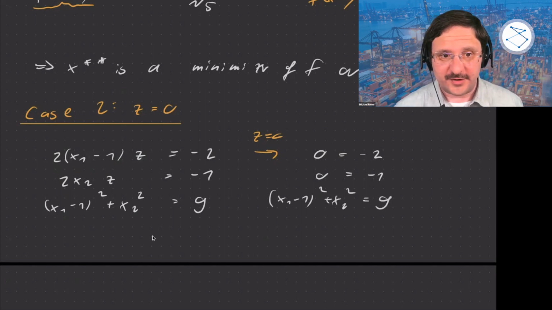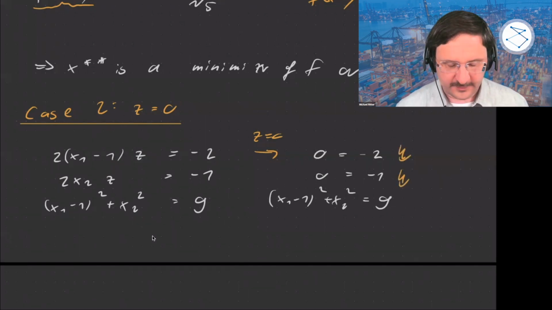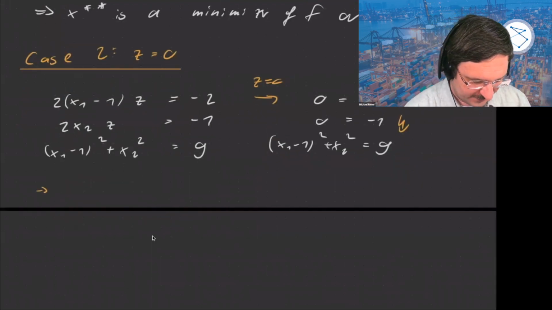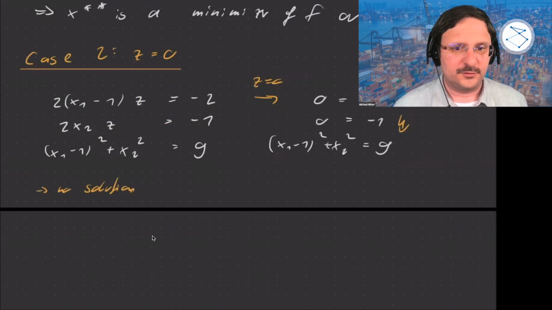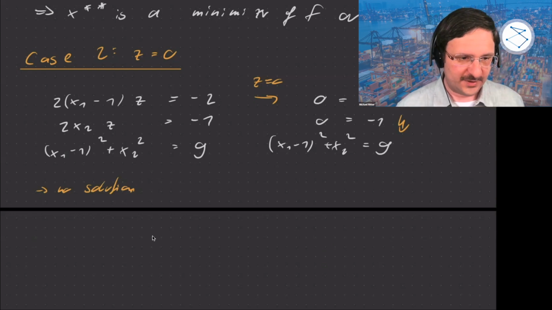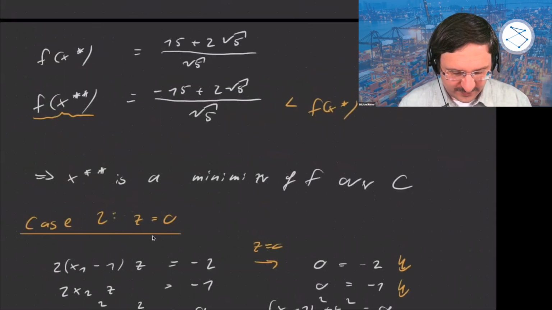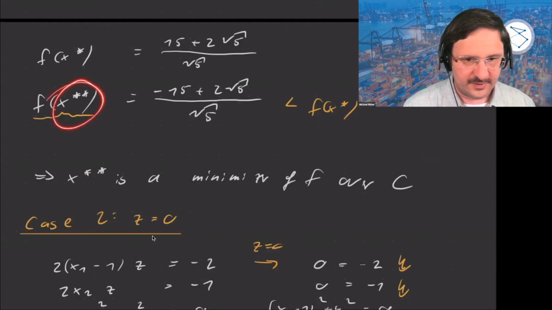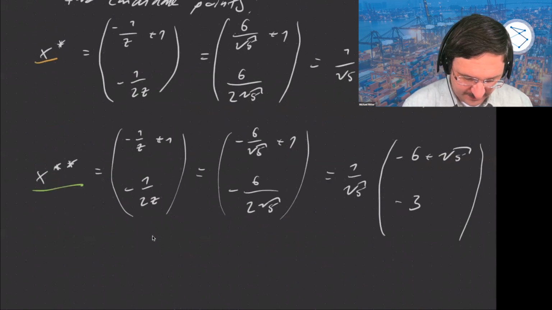And obviously 0 is neither -1 nor -2, right? So there is no solution to this equation system. And that means there is no solution with c equals 0. So we don't have to deal with that case any longer. Okay, and that finally settles it. The only minimizer of f over C is this point that we termed x double star here, this point here.